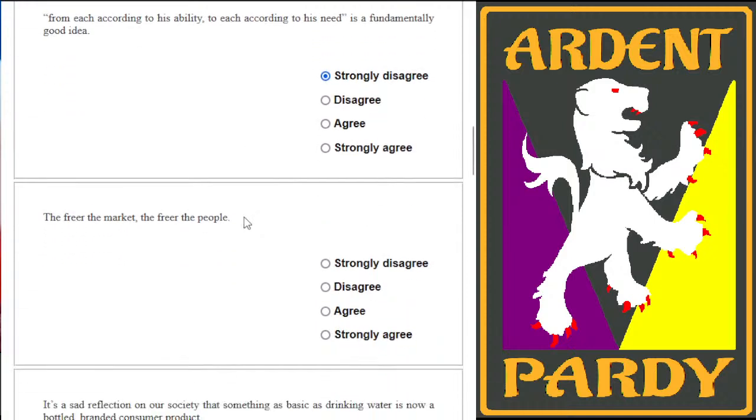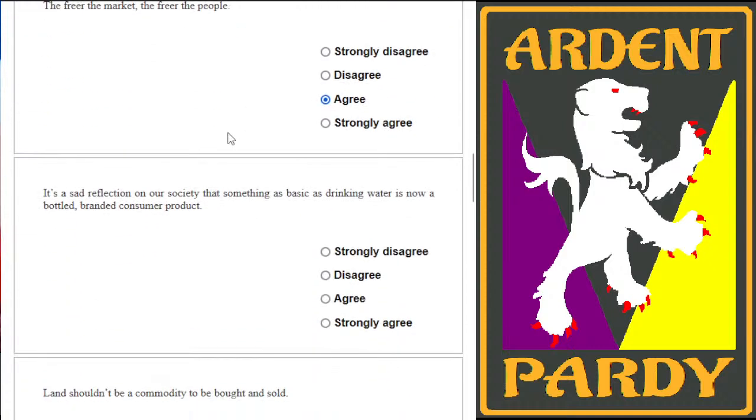Fuck no. The freer the market, the freer the people. I will lightly agree, because at a certain point, you end up with corporate hegemony or corporate tyranny.